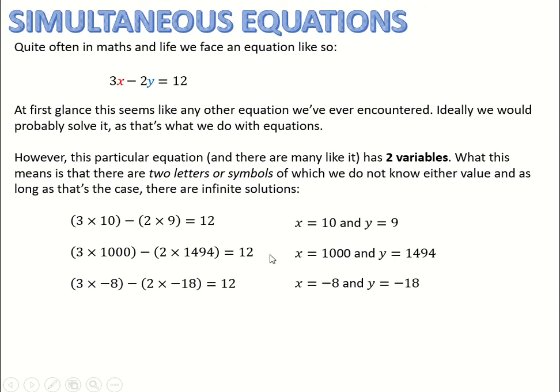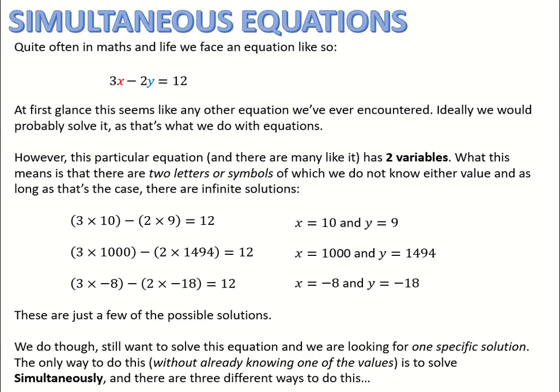The point is this can go on forever. x equal to 1 could be a solution, and then we could work out what y is. x equal to 2 could be a solution, and then we could work out what y is, and that's the point. But what we are generally looking for when we're dealing with equations is one specific solution. I don't want to know every single solution because there are infinite ones. I'll be here forever writing them all down. So these are just a few of the possible solutions, but we do want to find one specific solution.